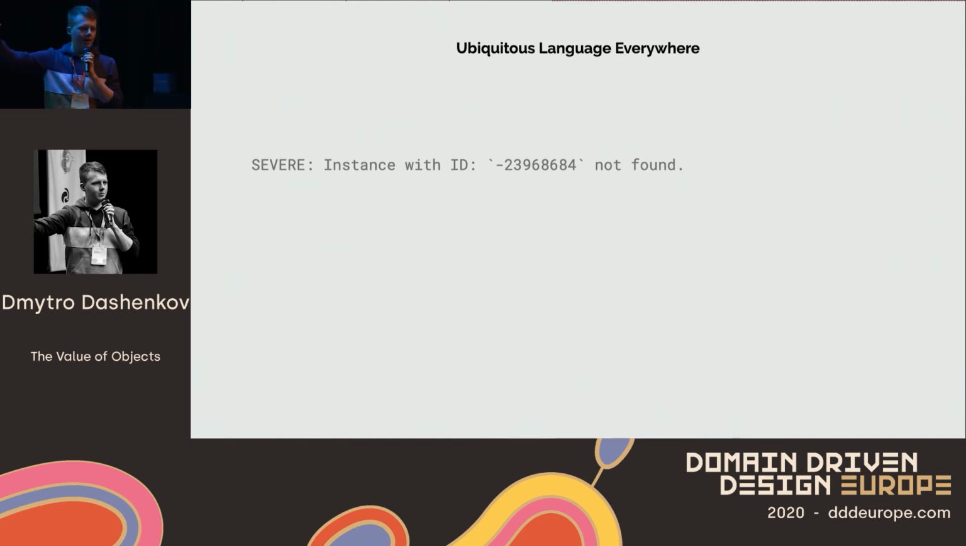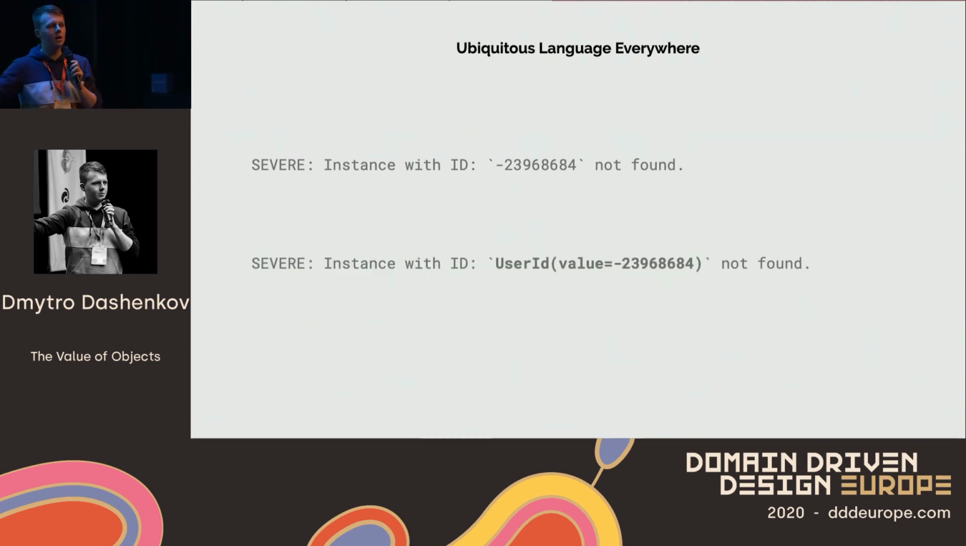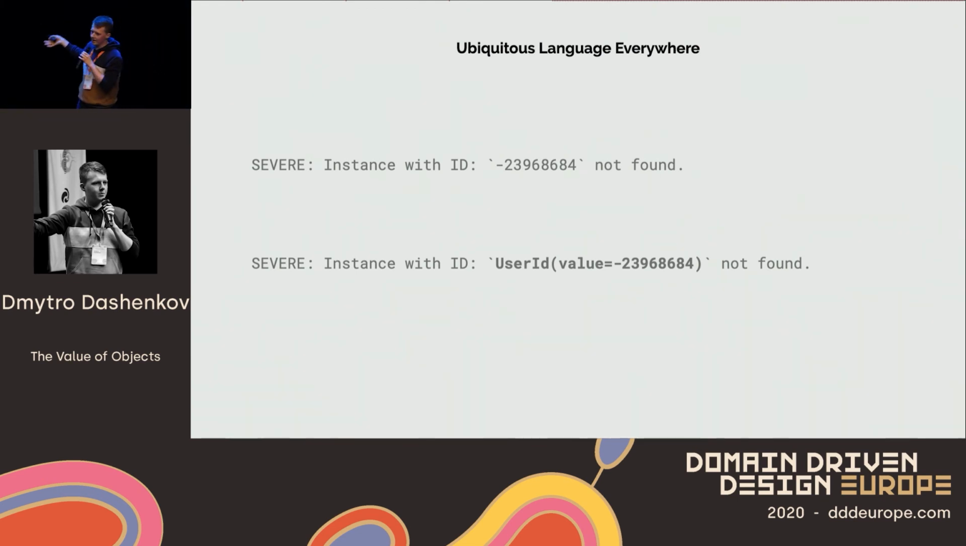Imagine you have this log entry on your production. I personally hate the idea of negative one being an ID, but that's kind of another thing. And wouldn't it be much easier if you have this instead of that? So at least you know what actually happens. You inject the ubiquitous language all around your system without any extra effort.